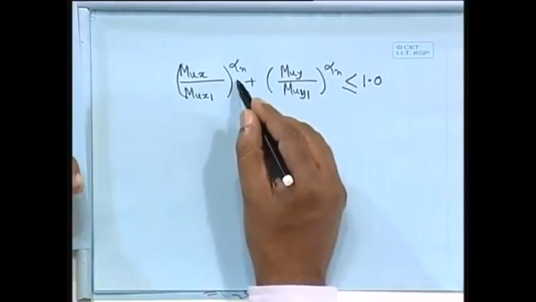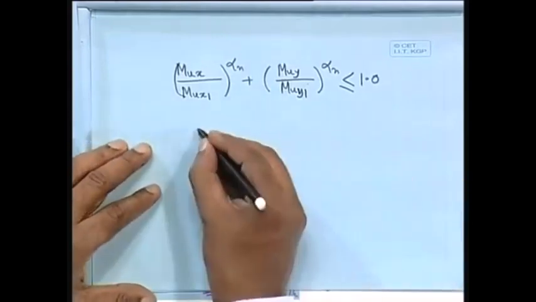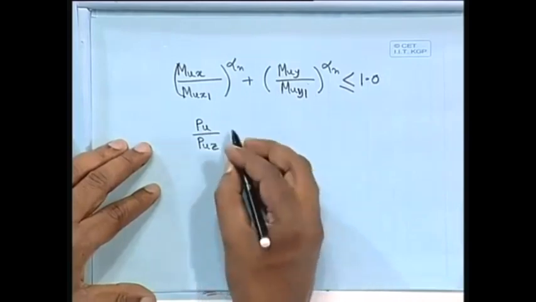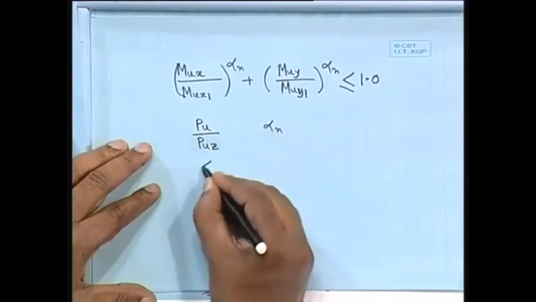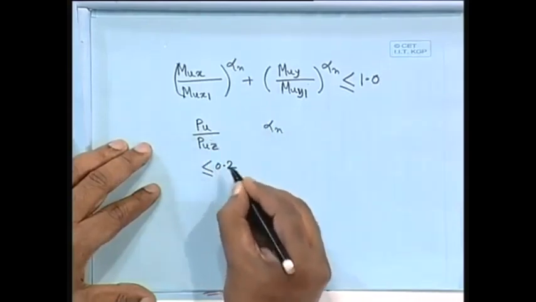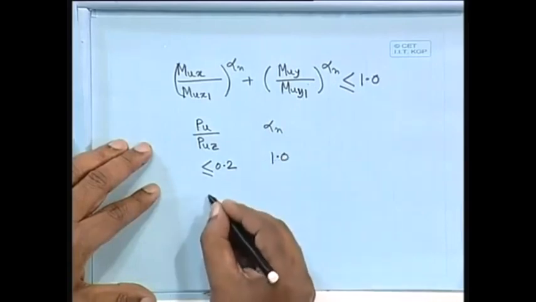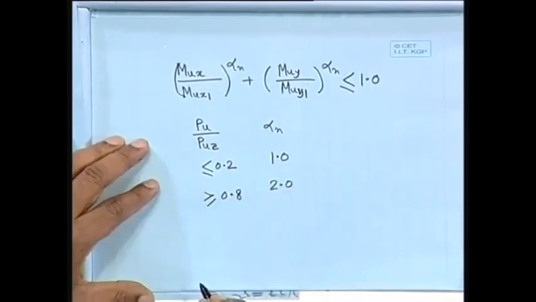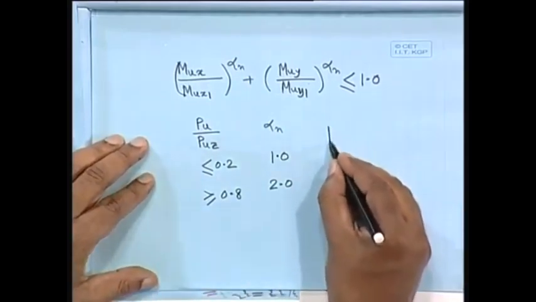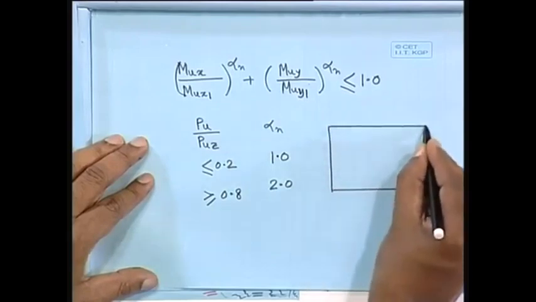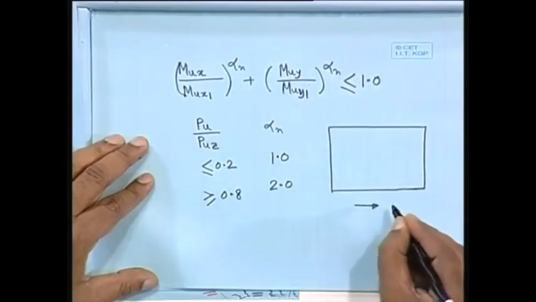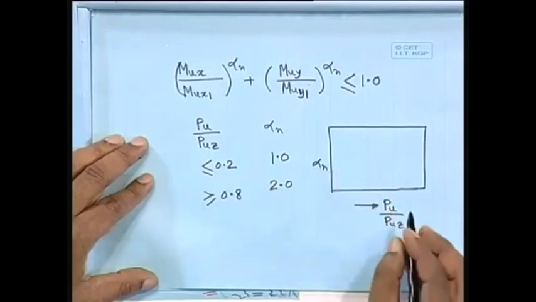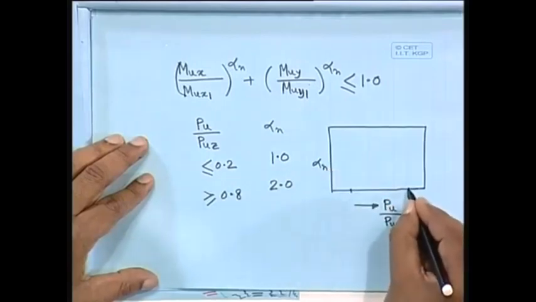But I do not know alpha n. What is that alpha n? Alpha n is dependent on Pu by Puz. I have already computed Puz. So Pu by Puz and alpha n. If Pu by Puz is less than or equal to 0.2, then alpha n will be 1, and if it is greater than or equal to 0.8, then this will be 2.0. So I can say the curve looks like this. This one will be your Pu by Puz, and this is your alpha n.